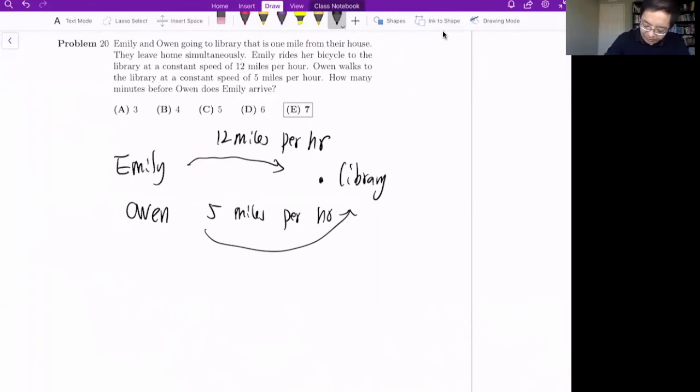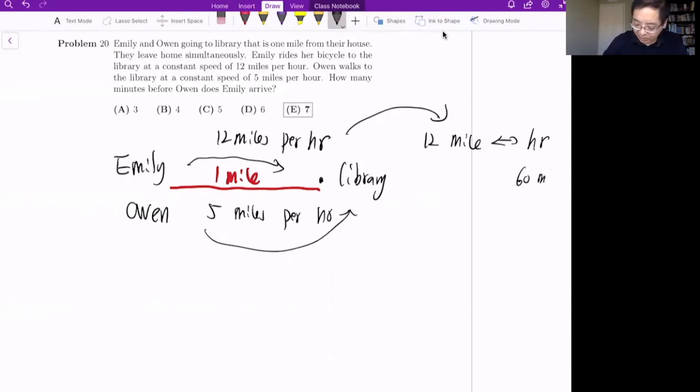Okay, so let's see. The total distance is 1 mile. All right, so 12 miles is 1 hour. That's for Emily, right? We know 1 hour has 60 minutes, so 60 minutes for 12 miles. So what does that mean? That means 1 mile is 5 minutes, right? So if she rides her bicycle, she can go 1 mile in 5 minutes.